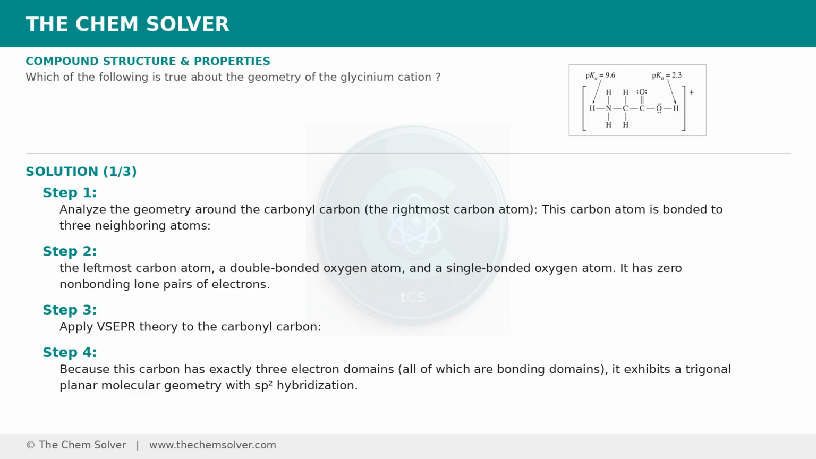Apply VSEPR theory to the carbonyl carbon. Because this carbon has exactly 3 electron domains, all of which are bonding domains, it exhibits a trigonal planar molecular geometry with sp² hybridization.